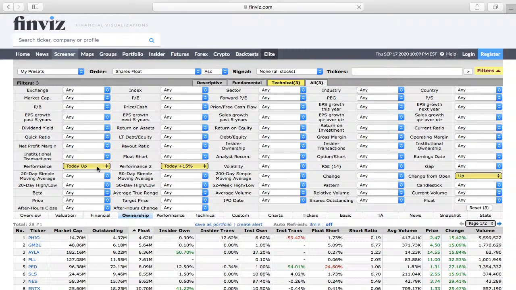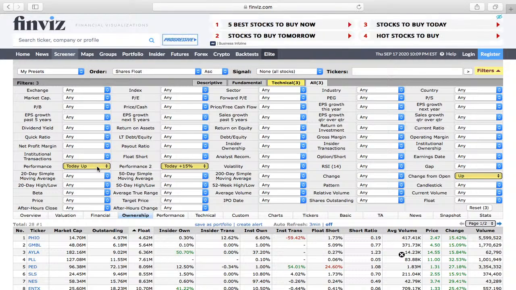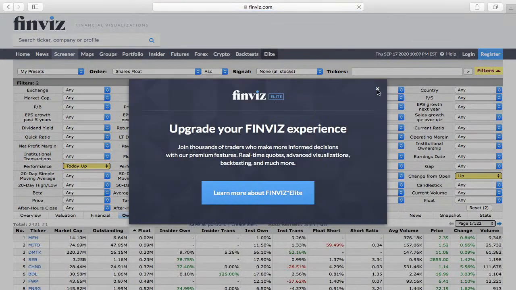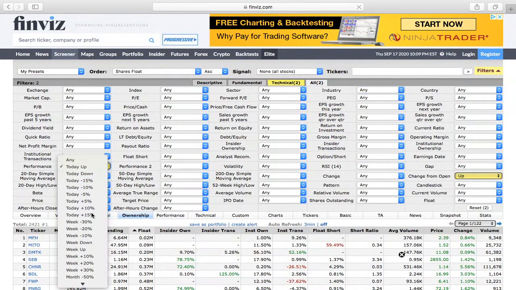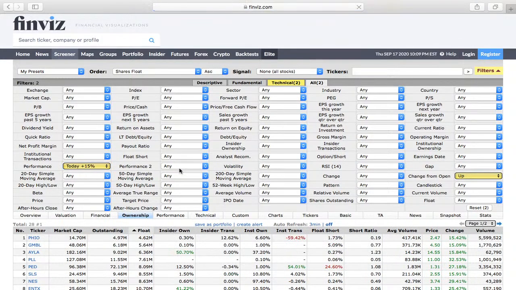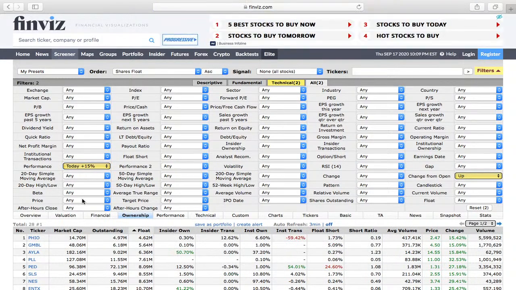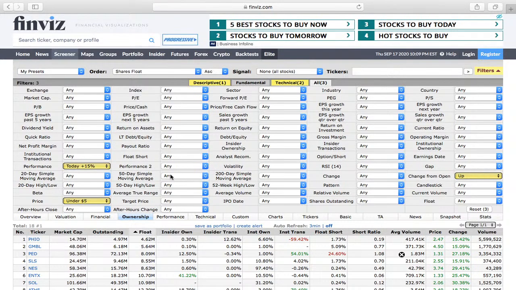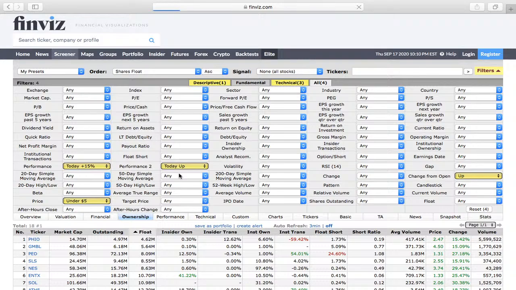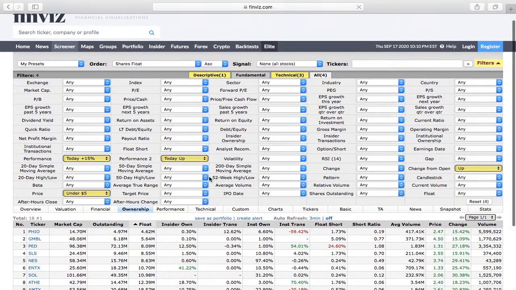Let's just do that. Today I'm 15%. Forget today. No, I don't want to upgrade my Finviz experience. I'll just do that just in case. Some of these do the same thing.